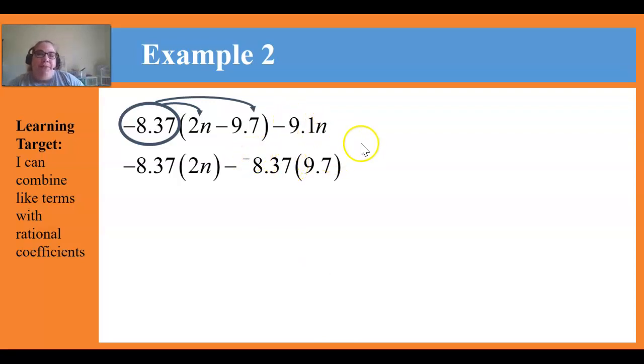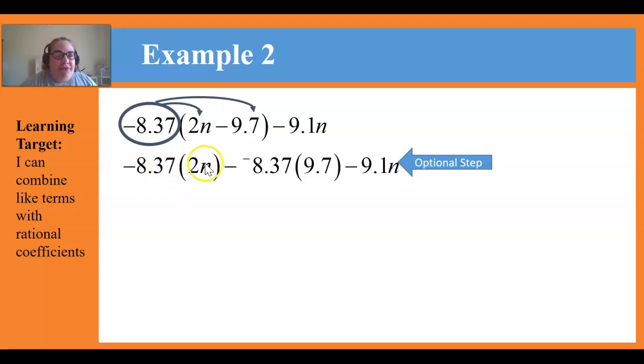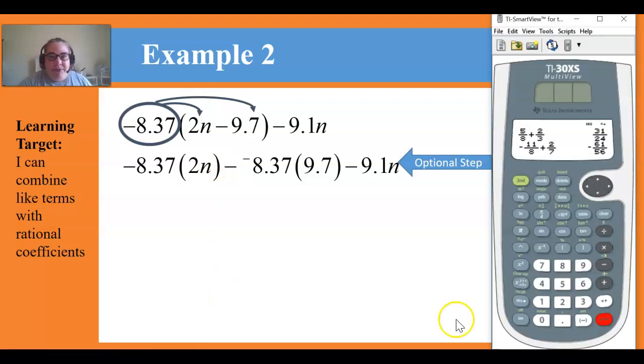And then just because we need to get used to showing appropriate work, I can't ignore that negative 9.1n. That just kind of has to come along for the ride. So this is what appropriate algebra looks like. Now, for some of you, you might be asking, do I have to show this step? And no. This is an optional step of showing that additional multiplication problem. If you want, you can go straight to multiplying the 8.37 times the 2n. So let's go ahead and do that.